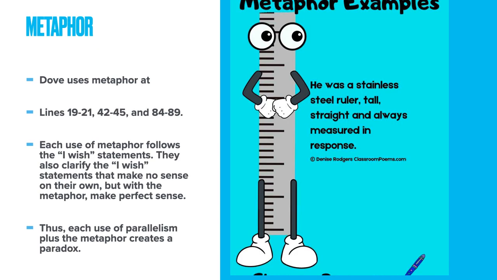So metaphor is used quite a bit. Lines 19 through 21, 42 through 45, and 84 through 89. And each of the metaphors follow the I wish statements. So what we had in the previous slide, the I wish you hunger, I wish you hard work, I wish you uncertainty, each of those are then followed by a metaphor which makes sense of the paradox. So each use of parallelism plus the metaphor together, those two things together, create the paradox. Now, if you don't know the word paradox, you could call this contradiction.